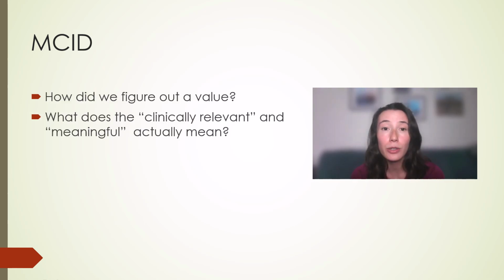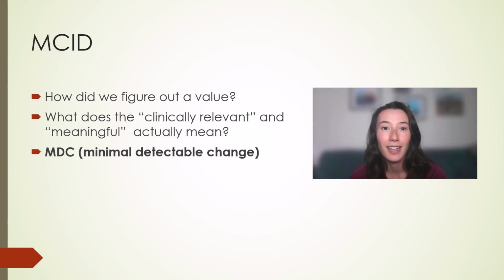Now, one of the biggest questions that you might have about this topic is how? How did the people who created the functional outcome measures actually get the value of the MCID? What does this clinically meaningful change actually mean? Well, of course, it's based on research, and really there are two things that the MCID is based on. The first thing that the value of the MCID is based on is the MDC, the minimal detectable change.